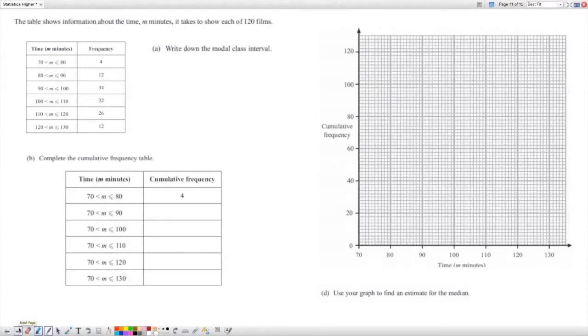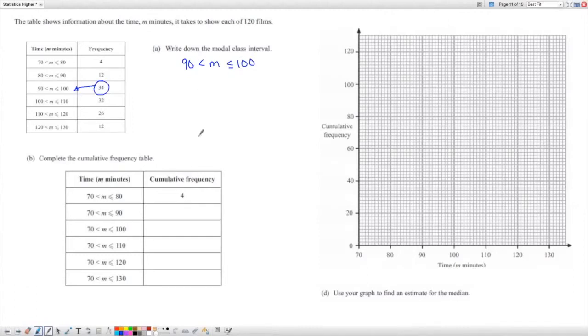The table shows information about the time, minutes, it takes to show each of the 120 films. We're asked to identify the modal class interval. We must look at the frequency, look at the highest, and find the corresponding group. So our modal class is here, m less than or equal to 100, but greater than 90.